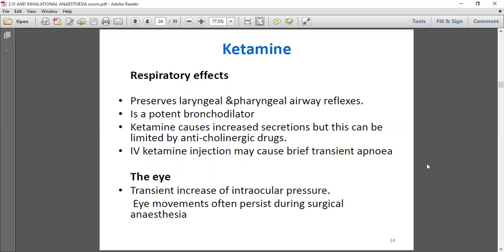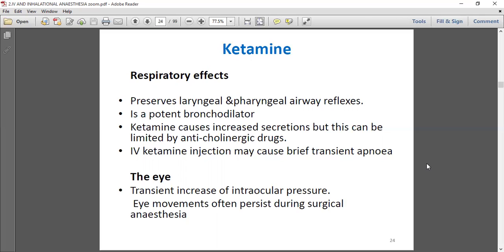Then IV ketamine injection may cause brief transient apnea. Transient means you have a state of apnea, then immediately after you have a normal state. Let me say they say transient hypotension: you have hypotension now, then after 2 seconds your blood pressure is normal. That's transient anything.